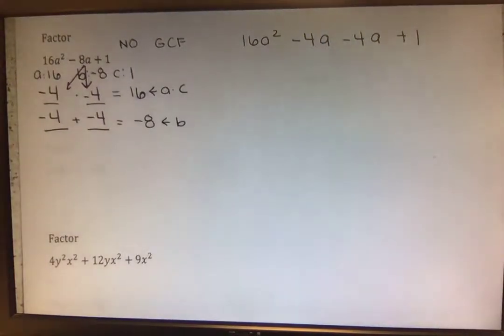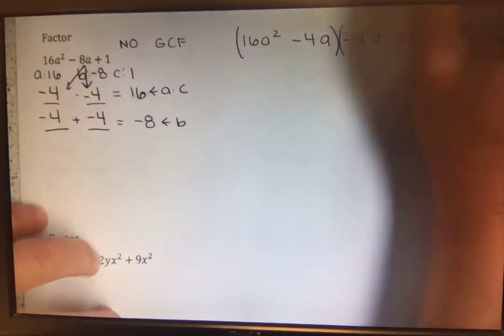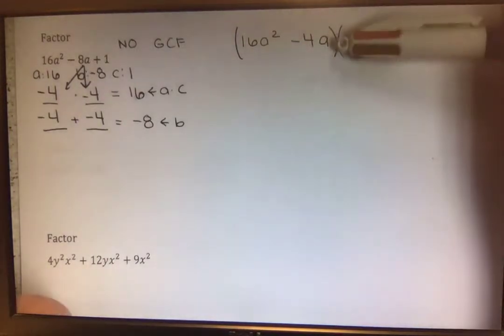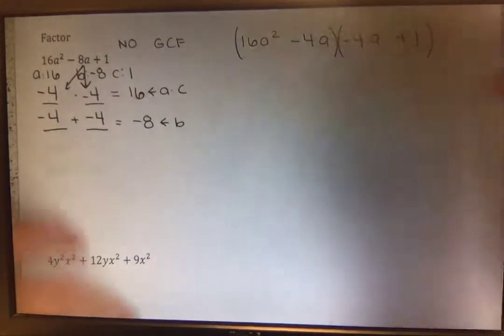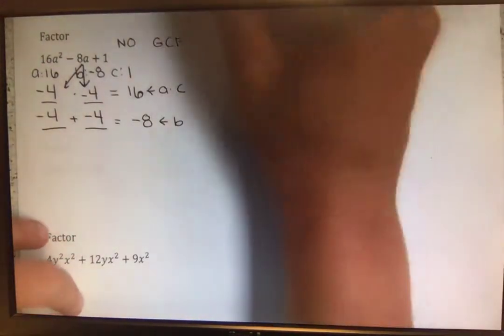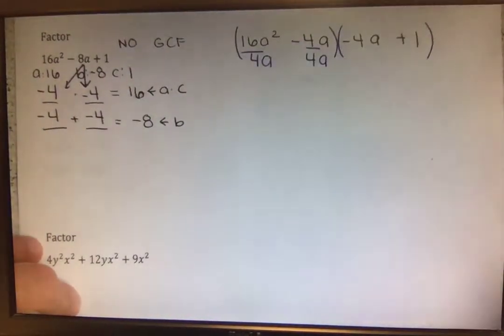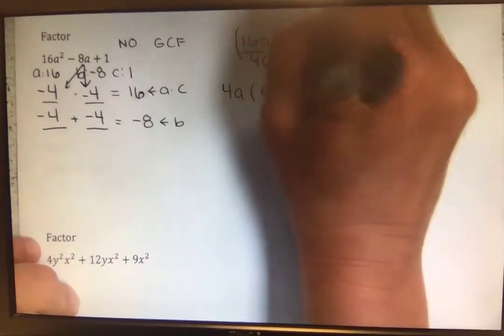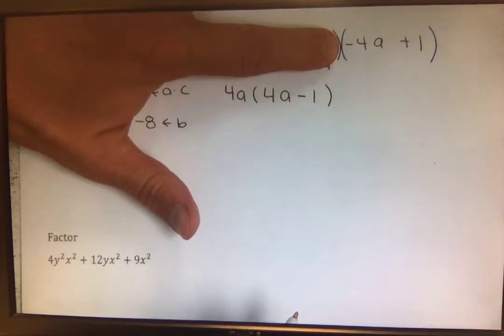plus 1. We now have 4 terms we can factor by grouping. So grouping the first two and grouping the last two. So looking at our first two terms, we have 16a squared minus 4a. So our GCF there should be 4a. So factoring out that 4a, we are left over with 4a minus 1. Looking at our next two terms, -4a plus 1.